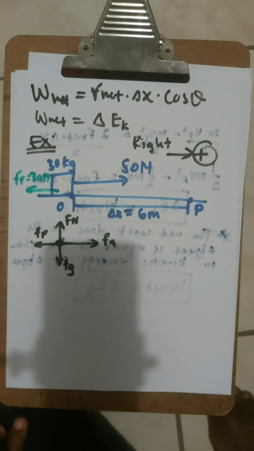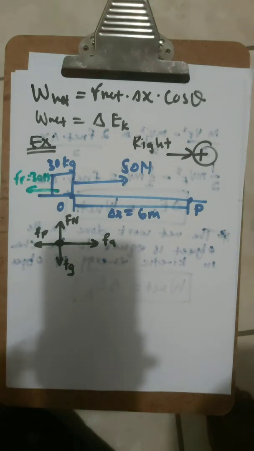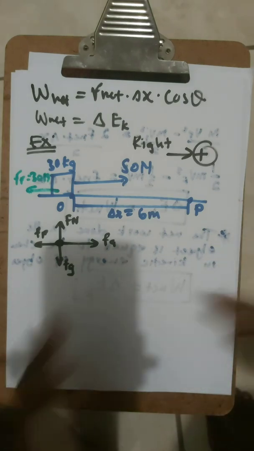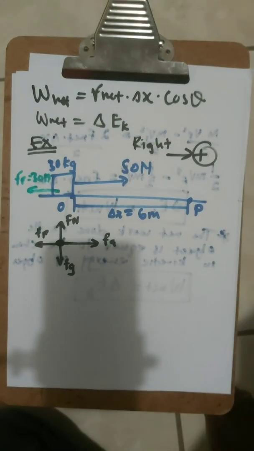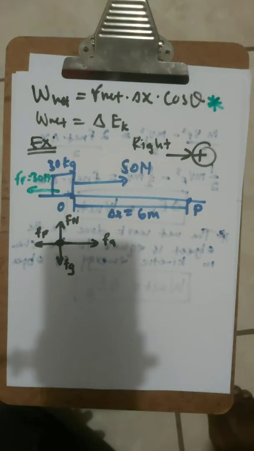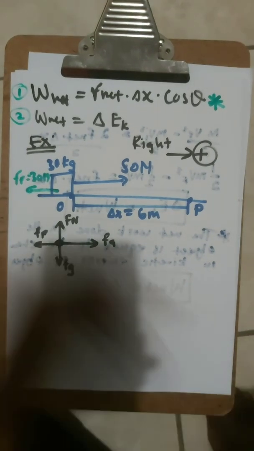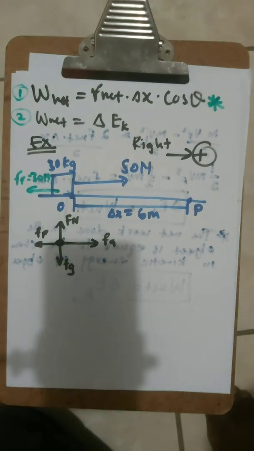Then they said, now calculate the net work done when this thing reaches P. You see, I'm not given any velocities. I know I'm going to use the formula work net is equal to F net, because I'm not given any speed. I'm given the displacement. Yes, I know all the forces, so I can use this formula. You just need to know how to integrate this. We have two formulas, so you can also equate them to each other to solve any problem.